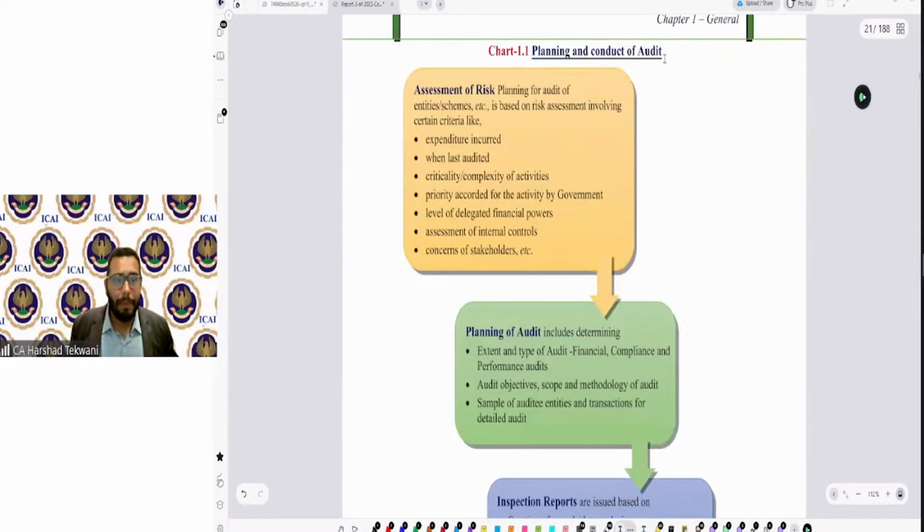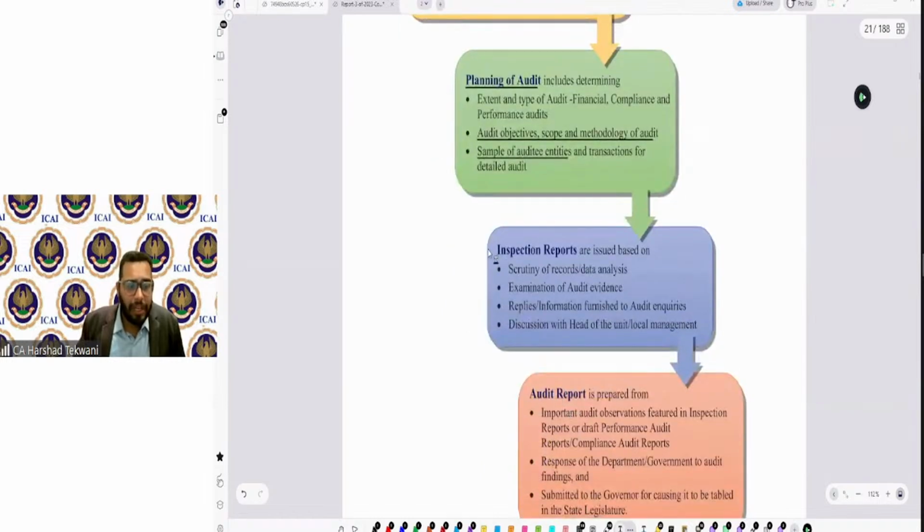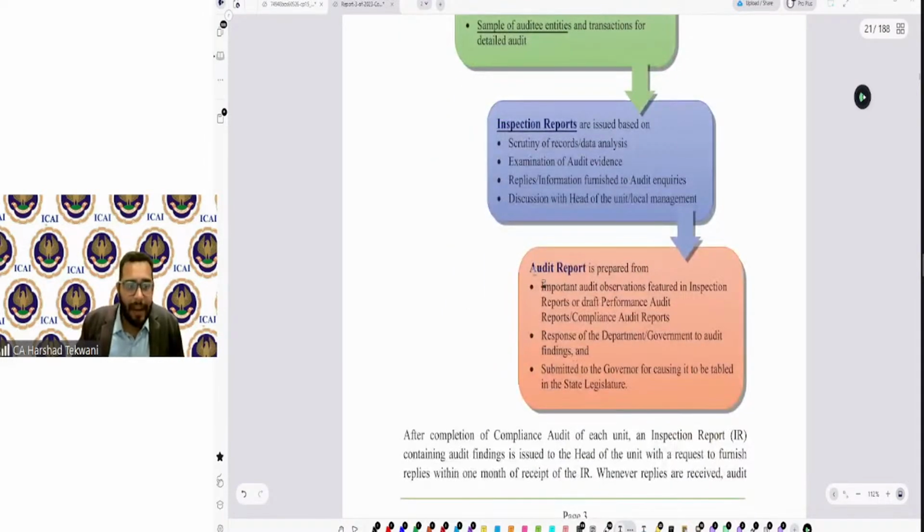Now, the way the audit is planned and conducted, I'm talking about compliance audit. First, they do the risk assessment. Planning for the audit of entities or schemes is based on risk assessment involving certain criteria, like how much expenditure is incurred, when the last audit was done, how complex the scheme is, how complex the activities are, priority according to the activity by government, level of delegated financial powers, and a lot of other things. Then they plan the audit: audit objectives, scope, methodology, sample for auditing entities, everything. Then inspection is done. Basically, auditing is done, and the final report is then prepared.